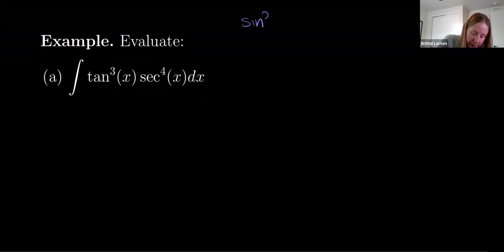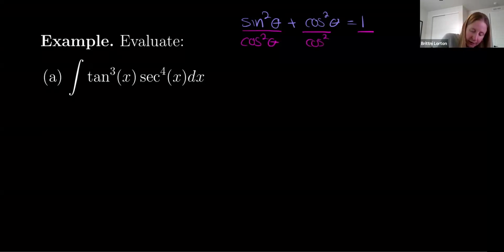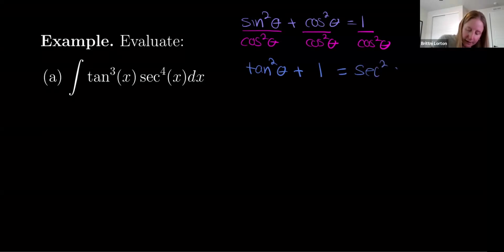One of the Pythagorean identities is sine squared of theta plus cosine squared of theta equals 1. And if I were to take that single Pythagorean identity and divide both sides of the equal sign by cosine squared of theta, then I would get sine over cosine, which is tangent, plus cosine over cosine is 1 equals 1 over cosine is secant. So then you end up with the other Pythagorean trig identity.